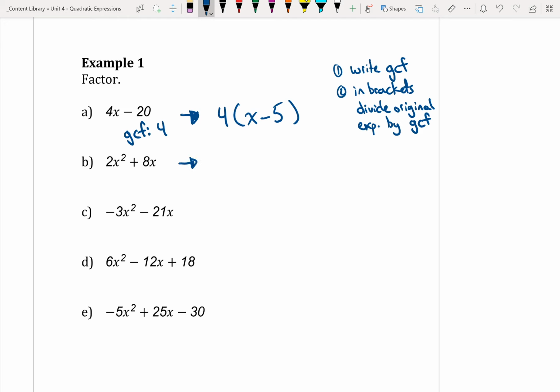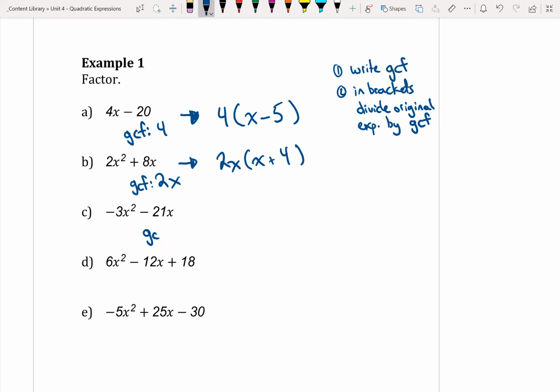I'm going to do the same thing with the next one, 2x squared plus 8x. I'm going to find my greatest common factor. So what's the largest term that can be divided into both? Well, numbers wise, there's only 2, but I do have an x that's shared between them, so I'm going to write 2x. I'm going to then write that greatest common factor on the outside, and inside the brackets, I'm going to divide that original expression by 2x. So 2x squared divided by 2x is x. 8x divided by 2x is just, not 8, it's 4.